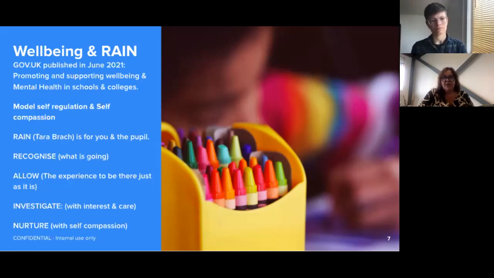If this behaviour would continue, this is where the investigation would occur, and it would be with interest and care. So there's lots of different ways that we can do this in a classroom. We could ask Lisa to hand out the books, and by doing that, we could ask Lisa, how are you today? And that is with care, and she might say to you, I'm actually not so good this morning, Miss Thornley. At that point, you may give the teaching assistant the opportunity to support Lisa, maybe take her into a quiet space and investigate with interest and care.